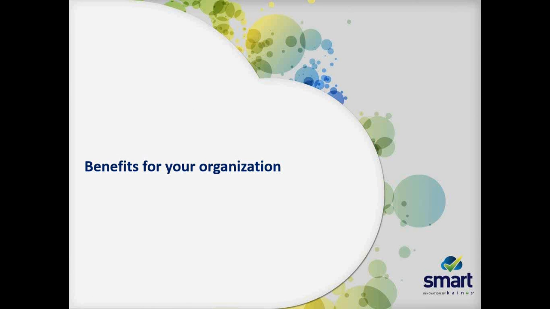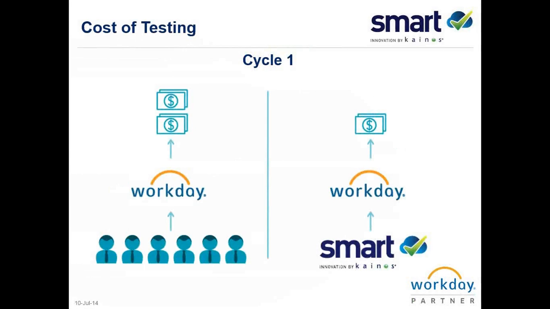Now I'd like to go through the benefits that your organization could reap if you take up Kainos Smart as part of your test strategy. If we first have a look at testing, all testing in general will go through cycles. This is a comparison of manual testing versus Smart. For manual testing, you will input an amount of money and resources in order to complete your cycle of testing. With Smart, there is an investment of time and effort as well, but because of the power of automation and concurrency and reusability, that is not going to be as much of an investment as the manual approach.